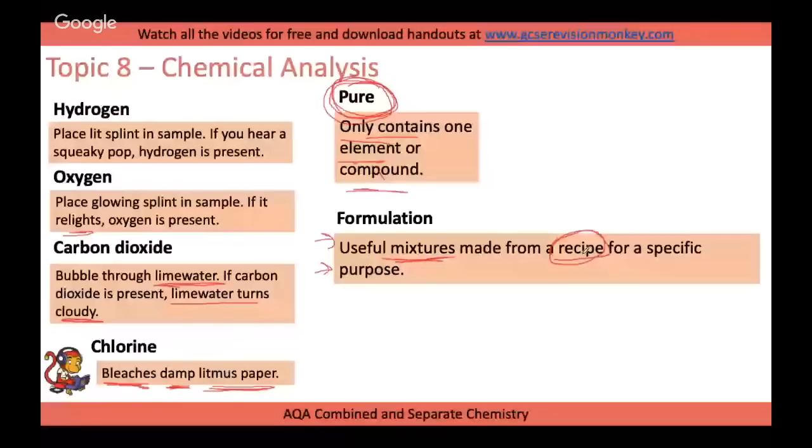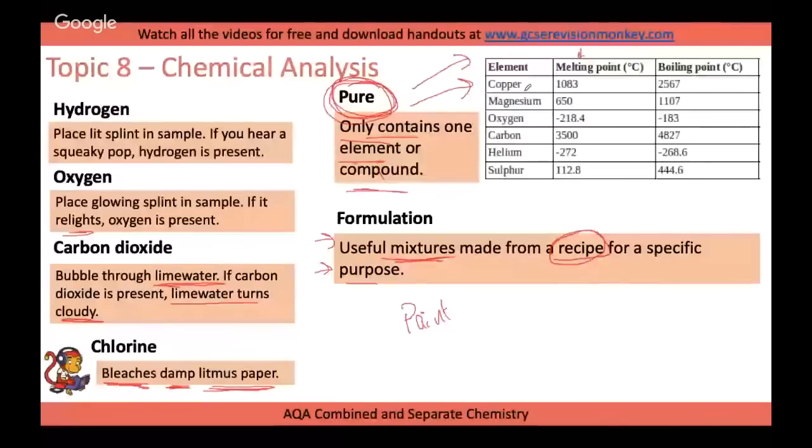So, for example, paint is an example of a formulation. In paint, you've got the pigment in there, you've got the resin in there, the binder in there, and they are all in specific amounts to make that particular useful purpose. Pure substances you will recognise because they have very specific melting points and boiling points.